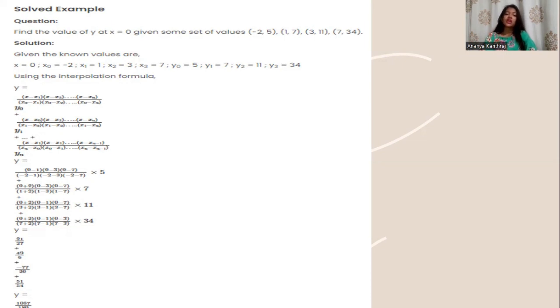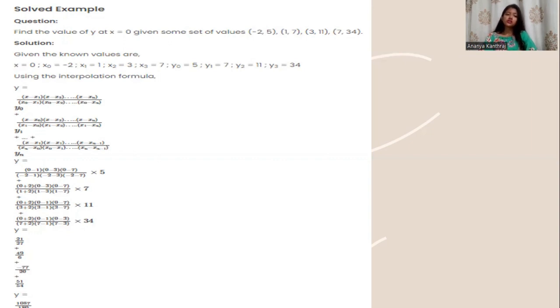So, into yn. Hence, by substituting the values, y is equal to 0 minus 1 into 0 minus 3 into 0 minus 7 divided by 2 minus 1 into 2 minus 3 into 2 minus 7 into 5, plus 0 minus 2 into 0 minus 3 into 0 minus 7 divided by 1 minus 2 into 1 minus 3 into 1 minus 7 into 7, plus 0 minus 2 into 0 minus 1 into 0 minus 7 divided by 3 plus 2 into 3 minus 1 into 3 minus 7 into 11.